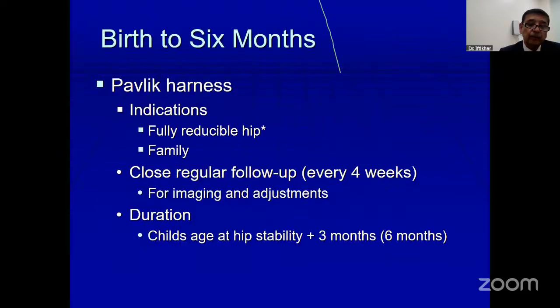Now, when you apply this Pavlik harness, you should have already done the screening. You check all those signs, and you did the Ortolani and Barlow tests. If it is a fully reducible hip, then this Pavlik harness will help. The other thing is the family has to be very cooperative. If the family does not keep the brace on all the time, the results will not be as good as you expect. Therefore, close regular follow-up every 4 weeks.